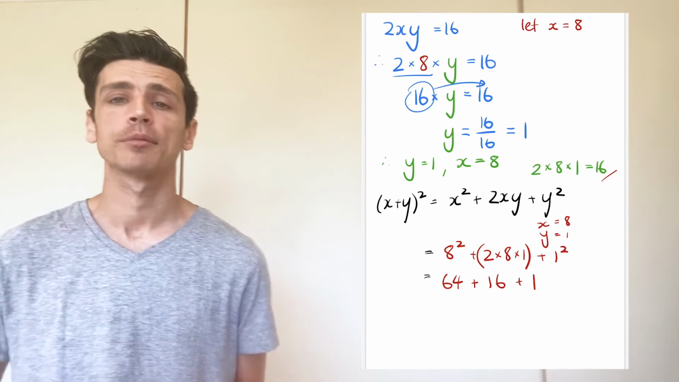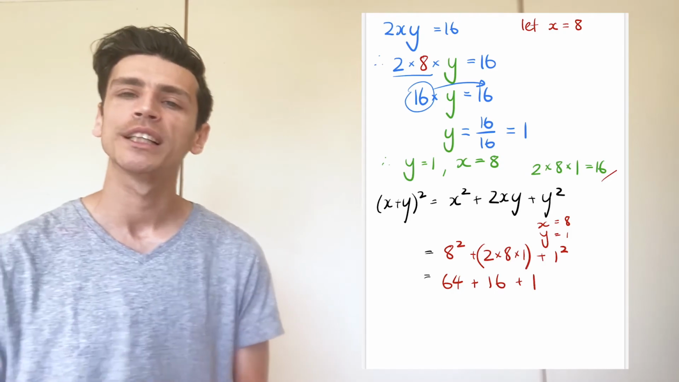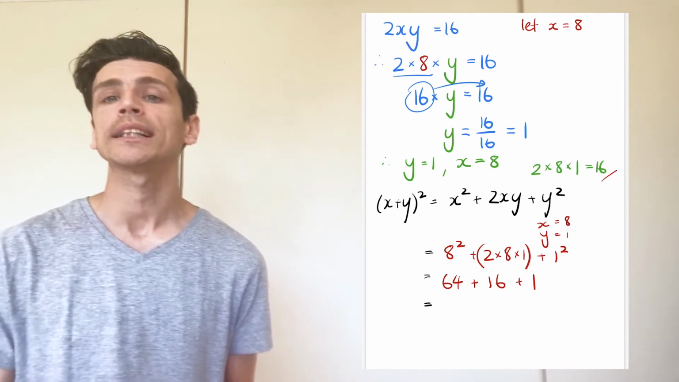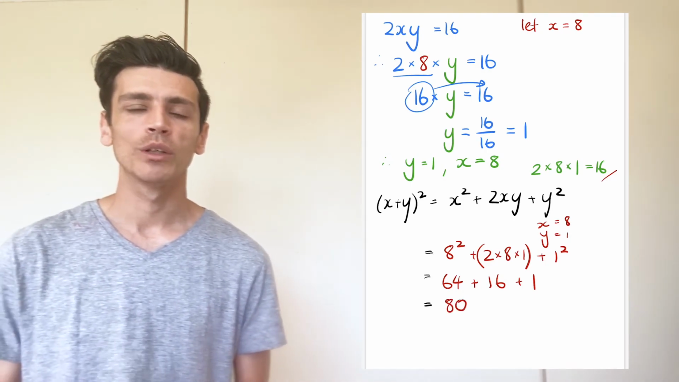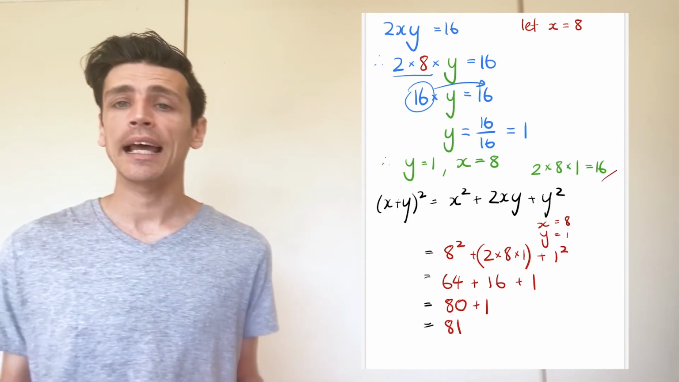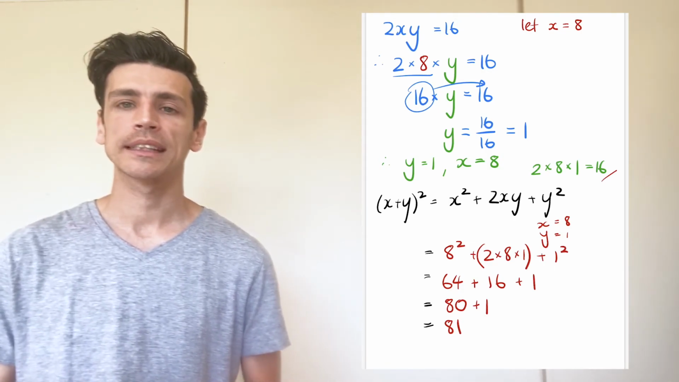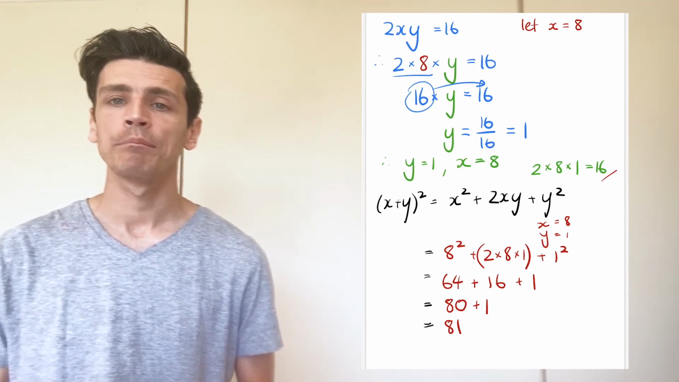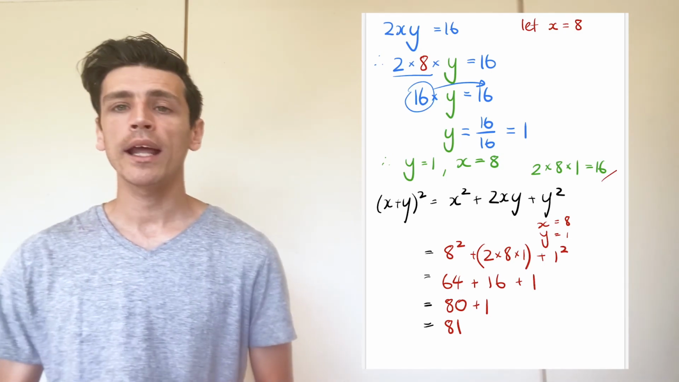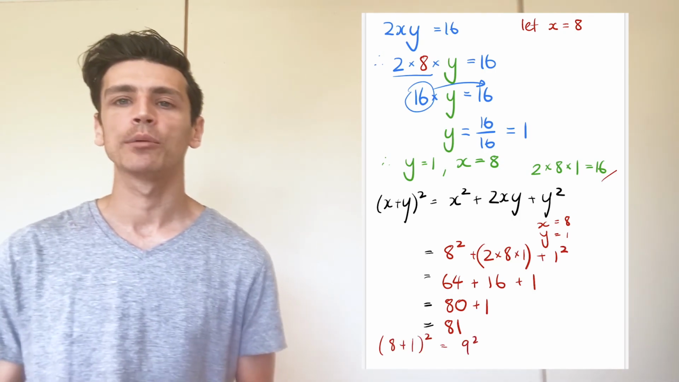So 8 squared, 8 multiplied by 8, would give me 64. 2 multiplied by 8 multiplied by 1, we just worked out that is in fact 16. And then y squared is going to be 1 multiplied by 1, which would give me 1, because 1 multiplied by 1 is just 1. And now we take these and we add them together. So 64 plus 16 plus 1. Well, 64 plus 16 is going to give me 80, and 80 plus 1 is going to give me 81. So that's our solution when x equals 8 and y equals 1.